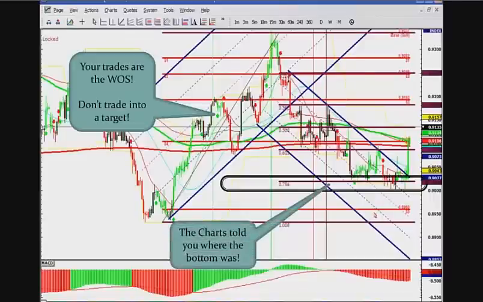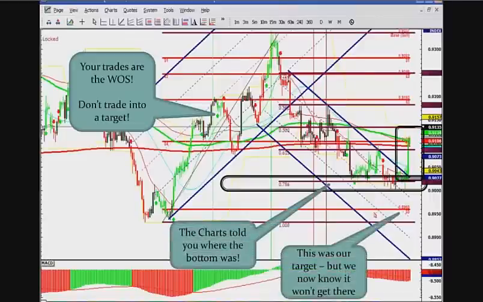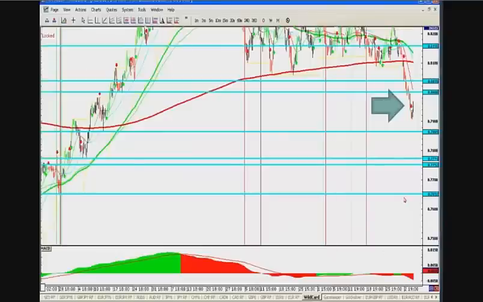Now, the charts told us where the bottom was, and now we know that our target over here is not going to get there. All right? So even though we had a target there, it couldn't make it to there. And that's why you have to use both Fibonacci's and previous support and resistance. Because anytime it doesn't make it to the target, it's because it ran into too tough of a fib. All right? So let's do a couple more here, and then we're going to go live in the charts.